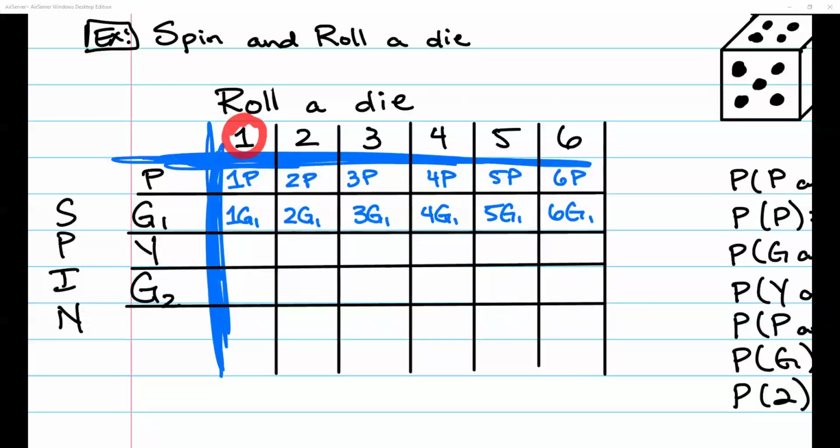On this one, it looks like I rolled a 1 on my die, and then I landed on the yellow spot. So I'm going to call this 1Y.